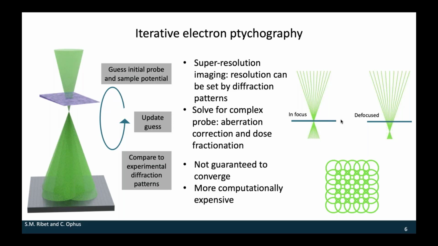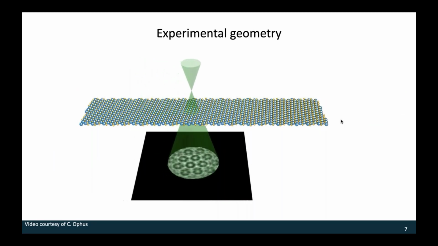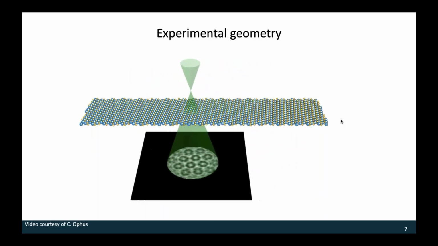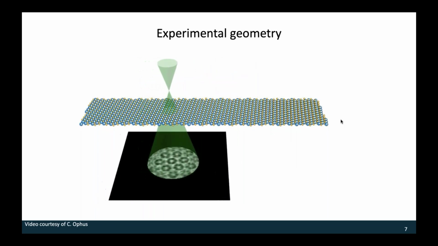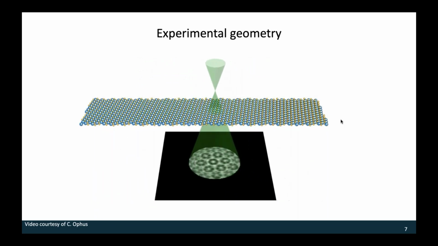There are some challenges with ptychography, as I mentioned. It's more challenging, more computationally intensive, and you're also not guaranteed to converge. And this is where regularization can be really helpful. So just to further clarify, let me show you again what this experimental geometry is going to look like. We're going to be scanning our probe back and forth, and you're going to be defocused. So you see a shadow image. You can see your shadow image of the sample here in the Ronchigram.